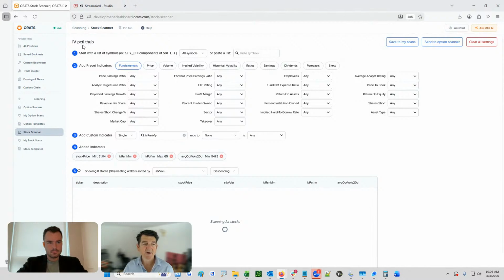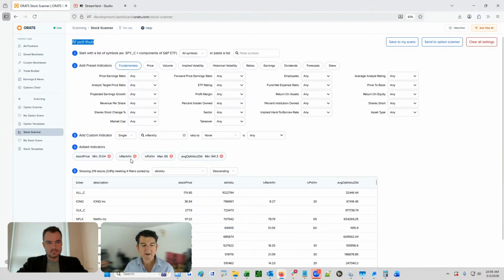Now I've already started this just right before the show. I said, okay, well, I want minimum stock price in there. I want minimum rank, or I just want rank as a display item. I have implied volatility percentile here as a monthly.